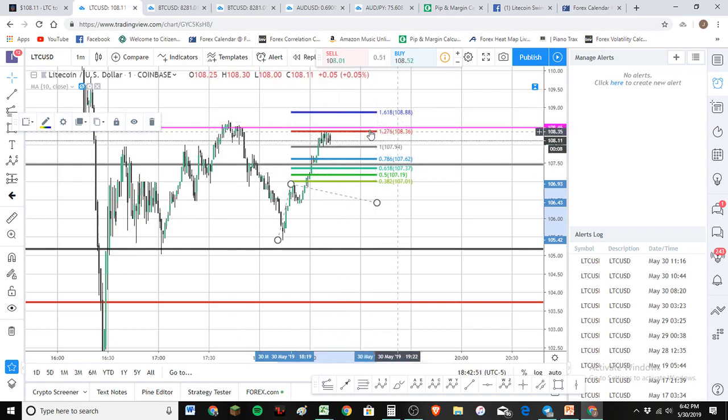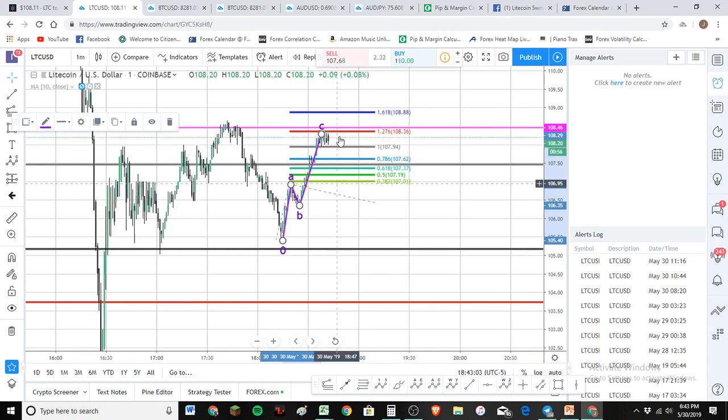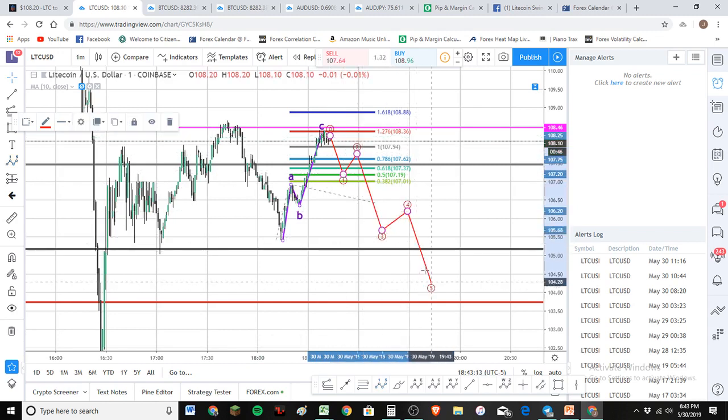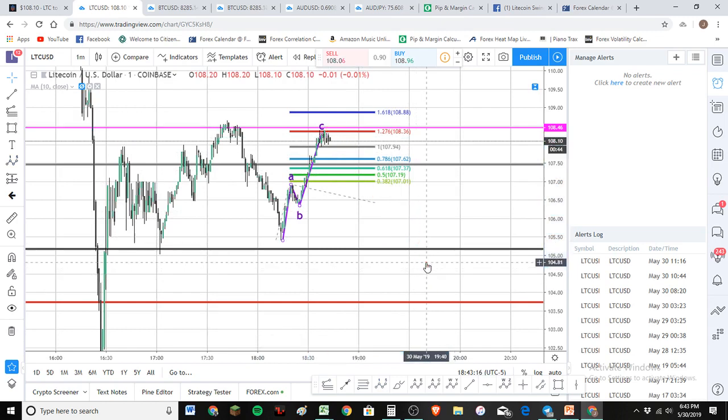So if it stops here at the 1276 or the 1 extension, we can expect that it would be some wave kind of like this, A, B, C, with more downside to go, followed by a 1, 2, 3, 4, 5, something like that. That's not very good, but there you go. Okay, so that's what we would expect if it bounces here.